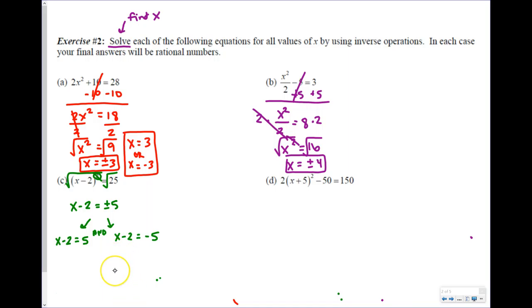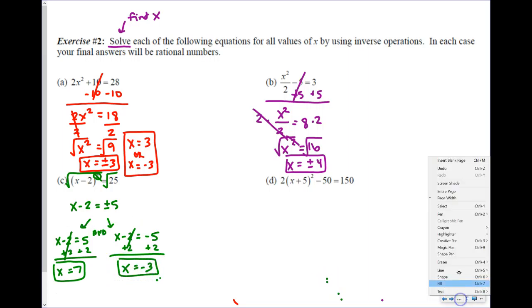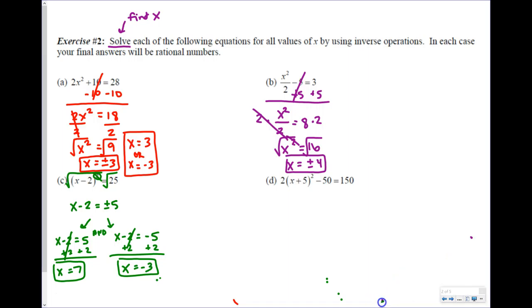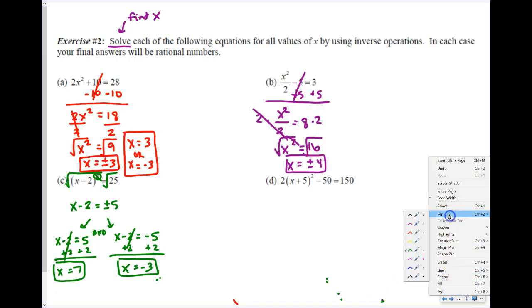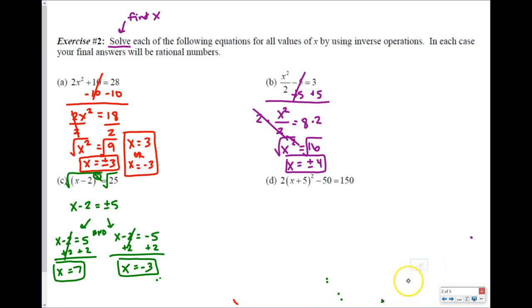And now I'm going to solve both of these like I would normally. Add the 2 here to cancel these out. x equals 7 is my first solution. And then I'm going to add 2 here as well, but I'm going to get negative 5 plus 2 gives me a negative 3. So here, same thing, I end up with two solutions, but because of my squaring, I had to split those off into two separate equations. Okay? And we're going to take a look at this again in this next example.